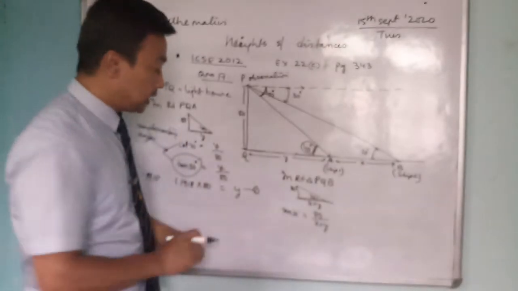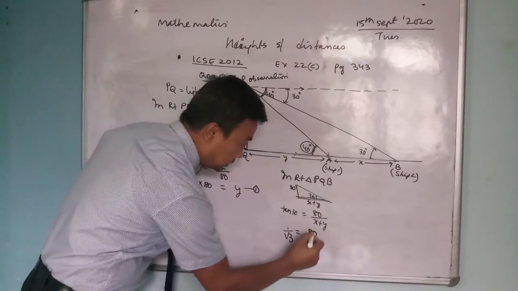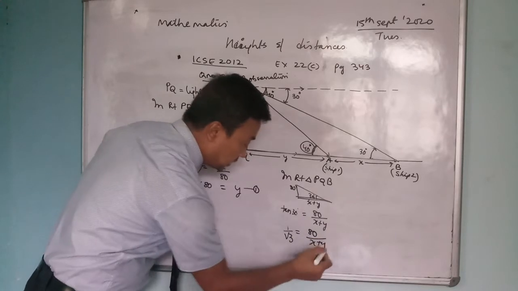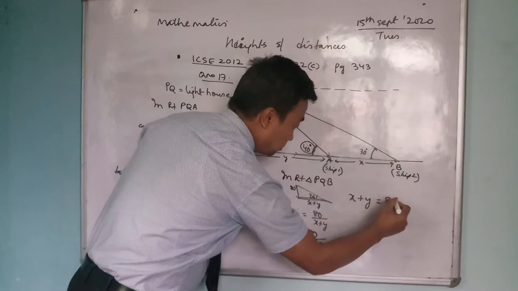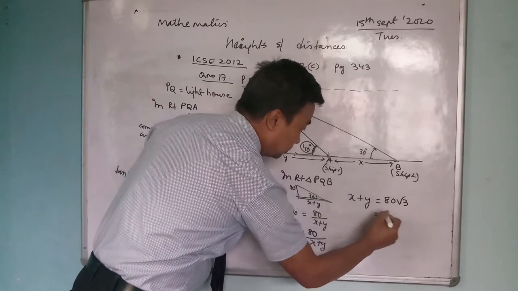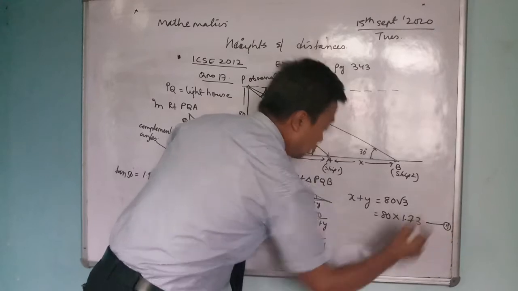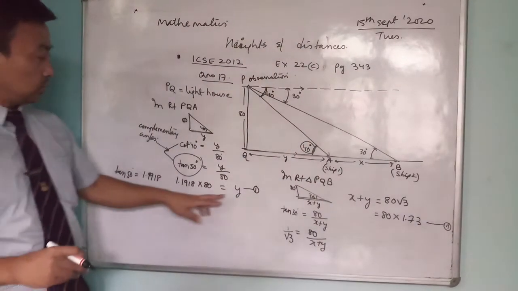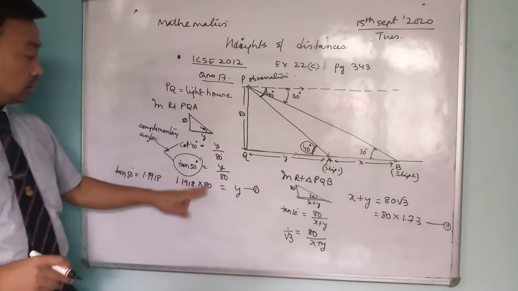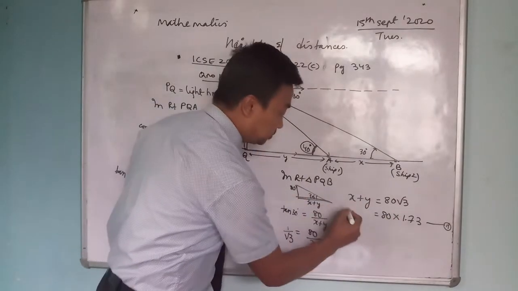Now here tan 30, all of you know it is 1 by root 3. We have learned it in the last class. Then after doing cross multiplication, you will get x plus y equals root 3 into 80, and all of you know the value of root 3 is 1.73. Look at equation number 1, you got this much. Look at equation number 2, you got this much, x plus y.